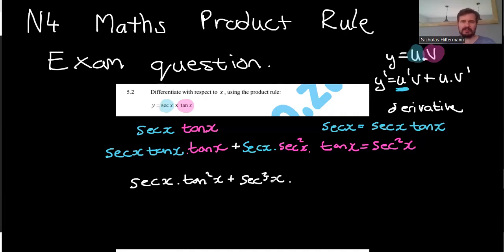Okay, so that's the product rule. It's an example. So when you see something times something, you find the derivative of the first something times the second something, plus the first something times the derivative of the second something. That's how we've done it there. Okay, got that.